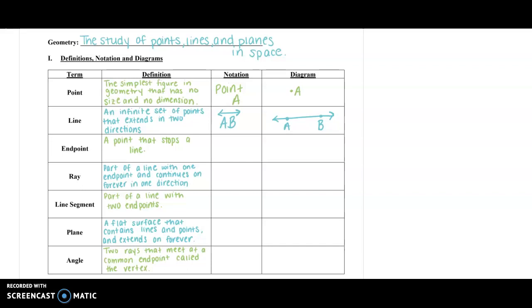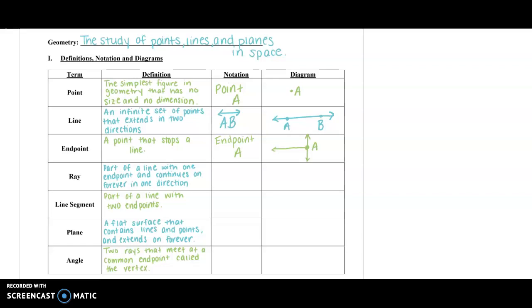Now we have an endpoint, and an endpoint can look a lot of different ways, but a very common one might be right here. I labeled this point right there A. We would just write that as endpoint A. And that's where the line stops, the point where we see a line stopping.